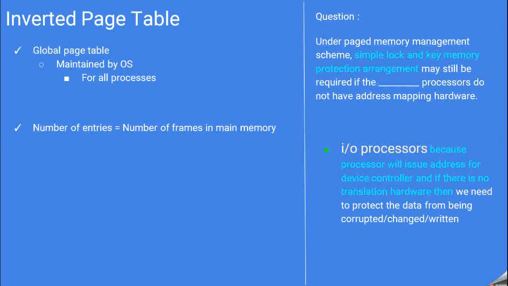There is one question over here: under a paged memory management scheme, a simple lock and key memory protection arrangement may be required if the processor does not have address mapping hardware. The answer is IO processors, because IO processors will issue the address to the device controller and there is no translation hardware, so we need to protect the data from being corrupted, changed or written.